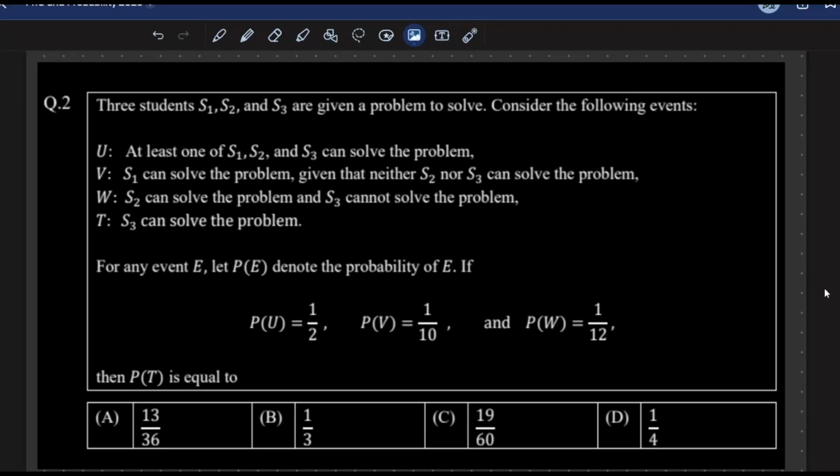Today we are going to be discussing problems from the chapter PnC and probability from JEE Advanced 2025. So let us begin.